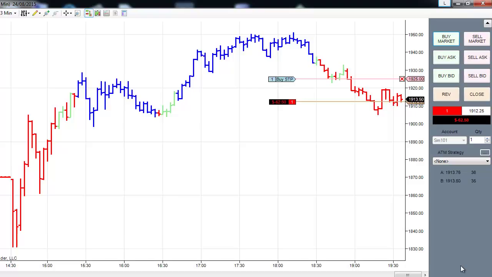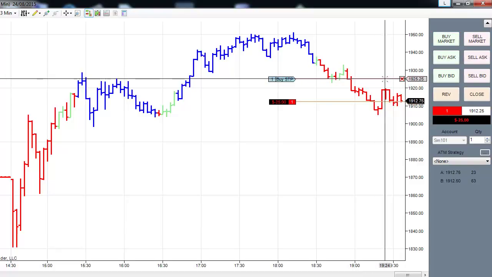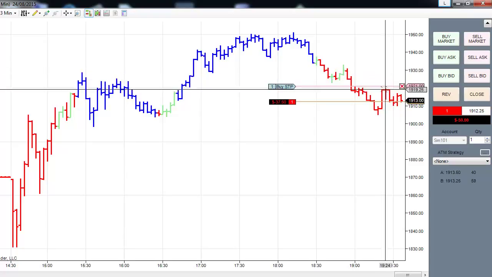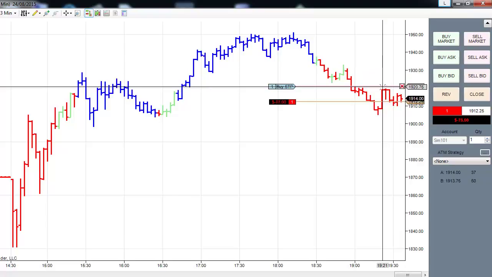1912.25, and my stop at the minute is 1925. My stop's probably a little bit away, probably closer at the present minute, it should just be above 1920, probably down around here. I'm giving it a little more wiggle room because I can within my risk parameters.